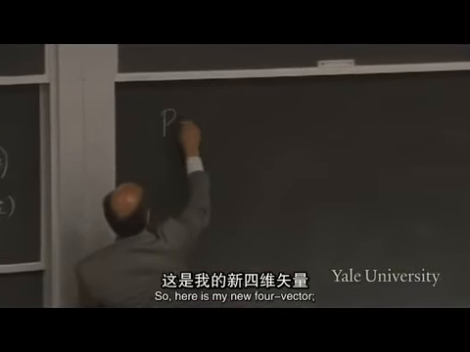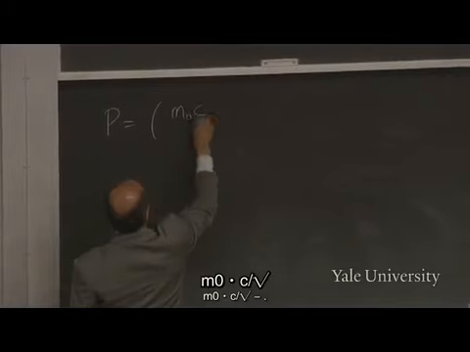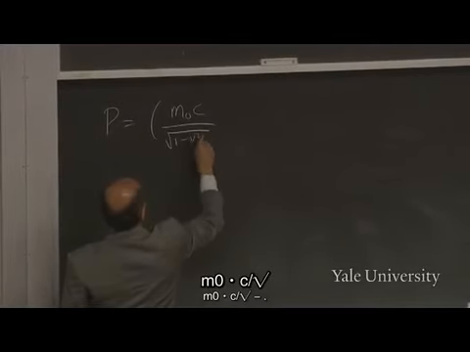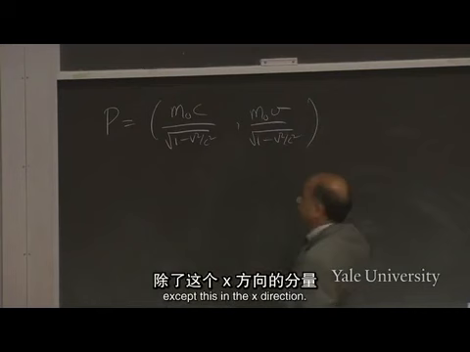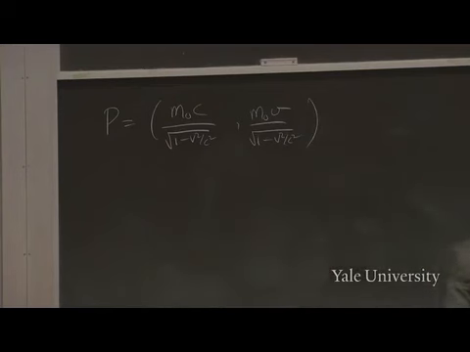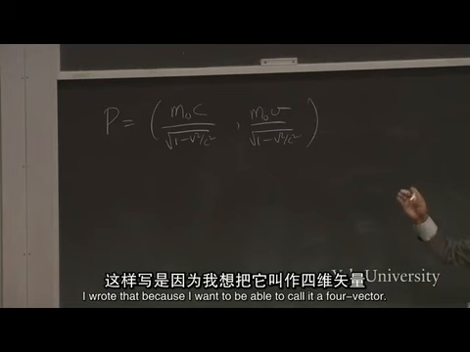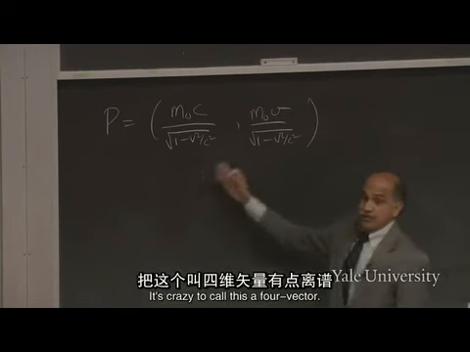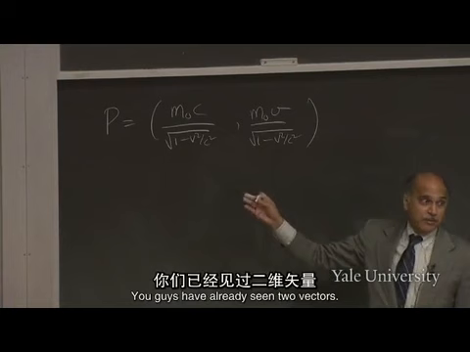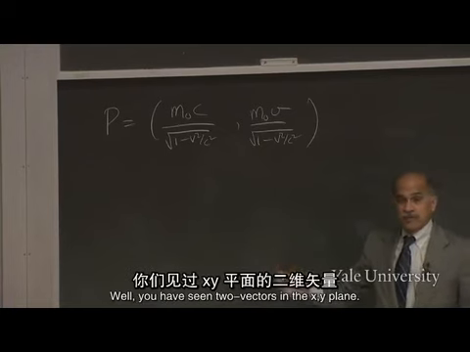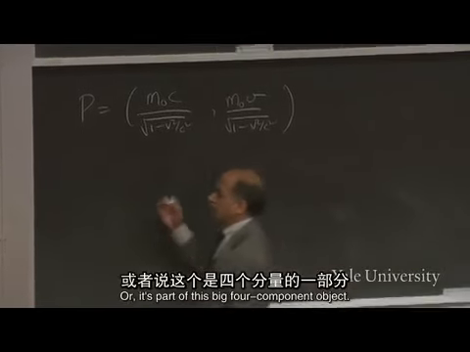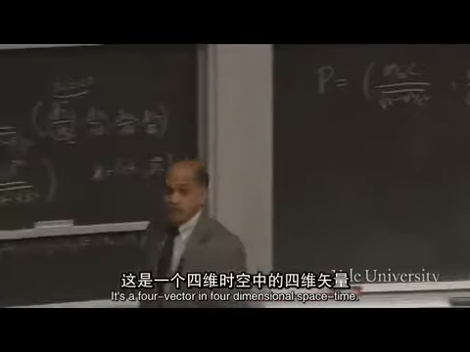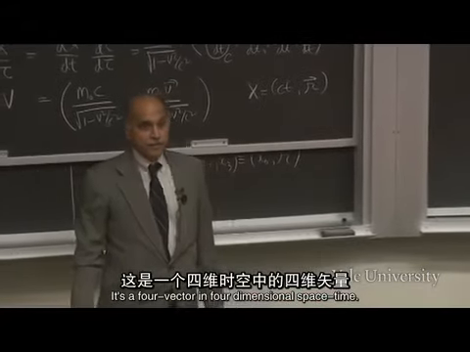So here is my new 4 vector m0c over square root of 1 minus v squared over c squared and m0v. Let me drop the other components except just in the x direction. Let me not worry about that now. I wrote that because I want to be able to call it a 4 vector. It's crazy to call this a 4 vector. I should call it a 2 vector. But you guys would say, I've already seen 2 vectors. Well, you have seen 2 vectors in the xy plane. This is a 2 vector in space-time. Or it's part of this big 4-component object, which is a 4 vector in 4-dimensional space-time.